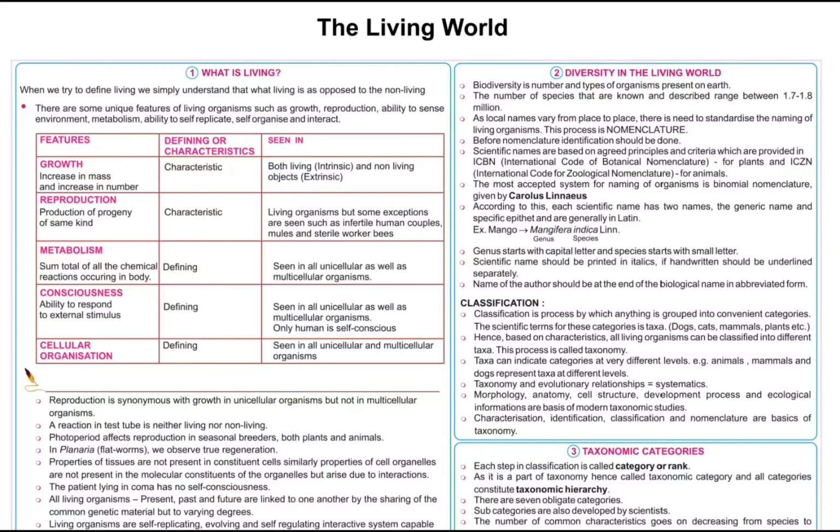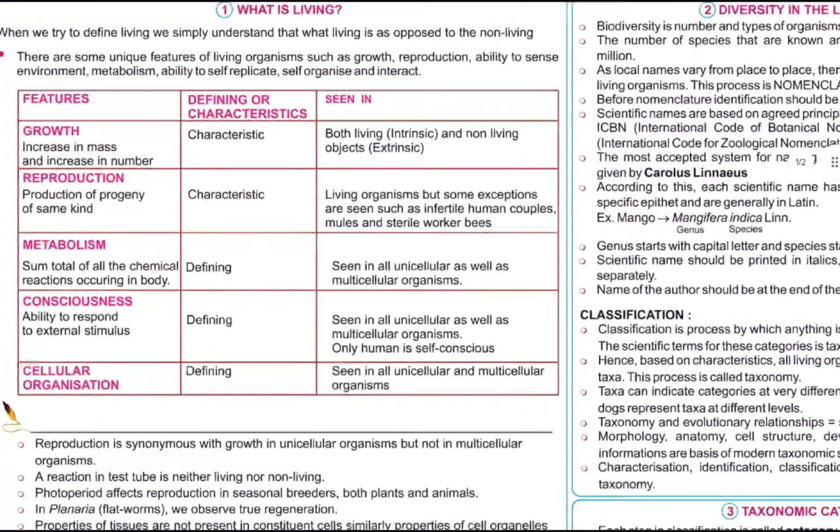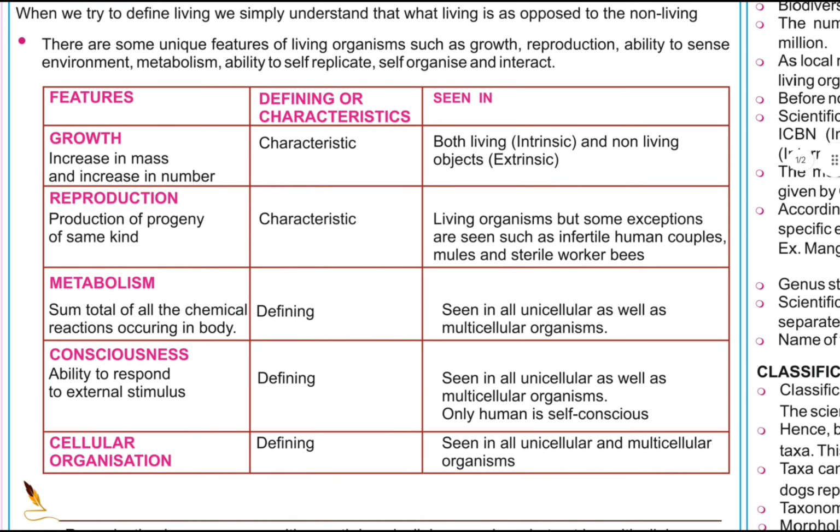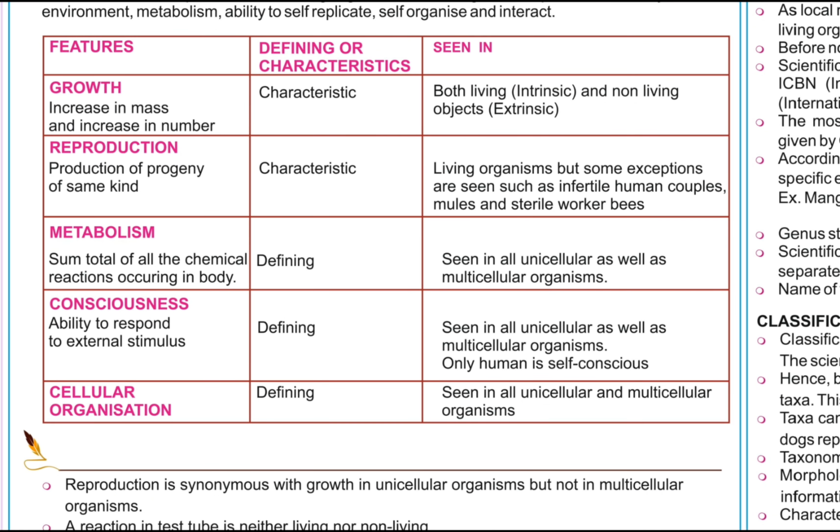Today we are going to revise the chapter The Living World. What is living? When we try to define living, we simply understand what living is as opposed to the non-living. There are some unique features of living organisms such as growth, reproduction, ability to sense environment, metabolism, ability to self-replicate, self-organize and interact. Features defining or characteristics seen in growth: increase in mass and increase in number.